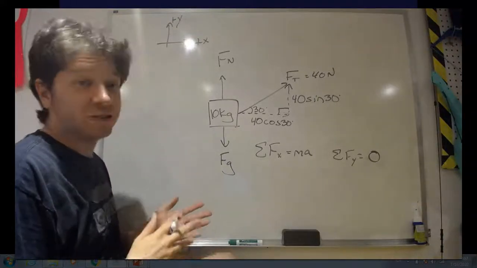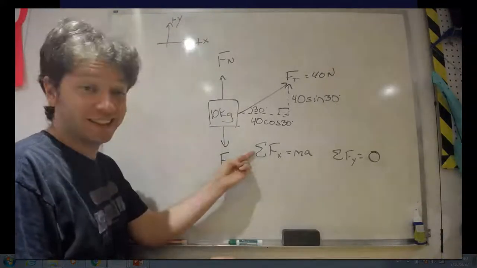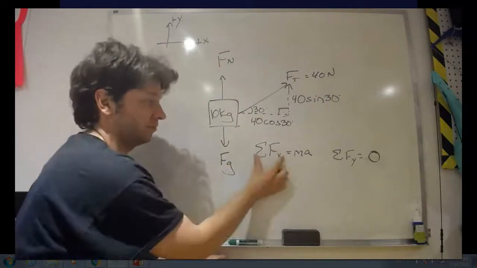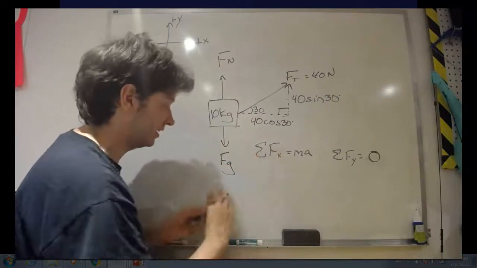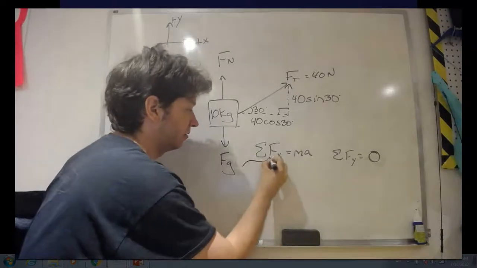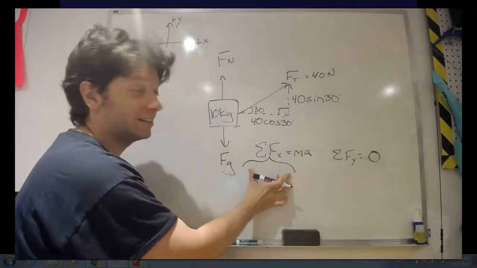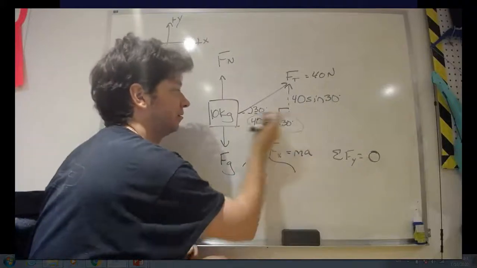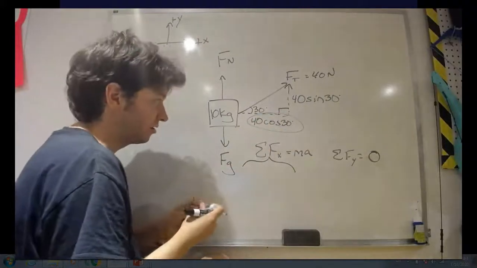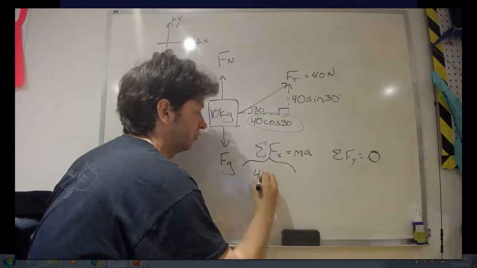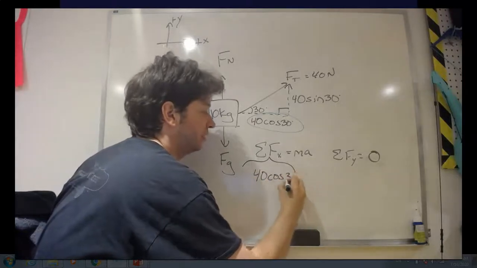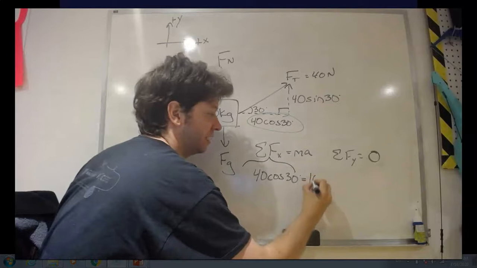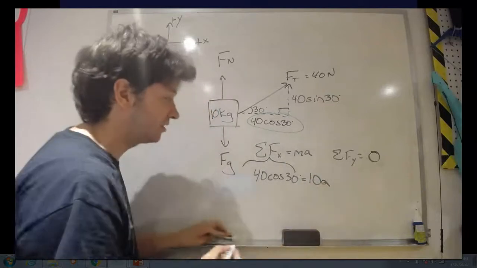Now, since we're actually trying to solve for acceleration, I'm going to look at this equation. So how many components do we actually have in x? If we sum up all of our forces in x, how many forces in x do we have? Well, in this case, we only have this one here. So I'll just write down 40 cos 30 equals ma, and the mass is 10. So let's write 10a.